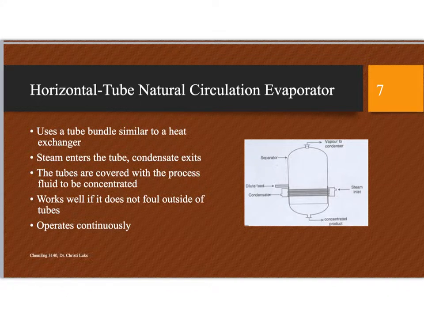Another type is the horizontal tube natural circulation evaporator. These are going to use a tube bundle, kind of like you would have in a heat exchanger. Steam is going to enter the tube and condensate will leave the tube, so that's going to be how you can quantify your heat transfer. The tubes are covered by the process fluid that's going to be concentrated and will cause that process fluid to boil. This will work pretty well as long as you don't get fouling outside of the tubes, and these are a continuous operation.